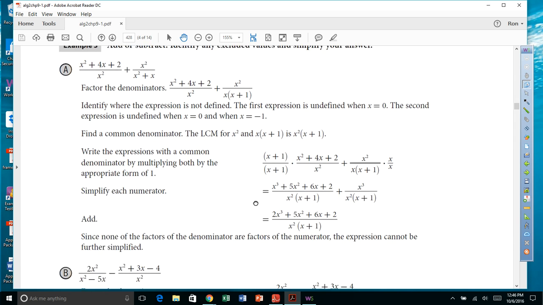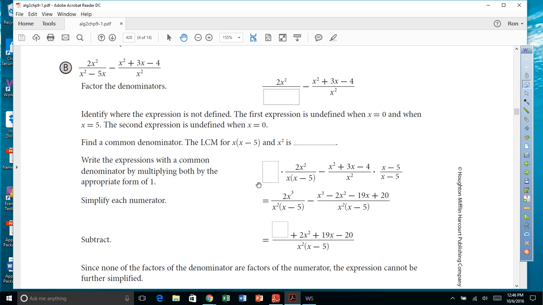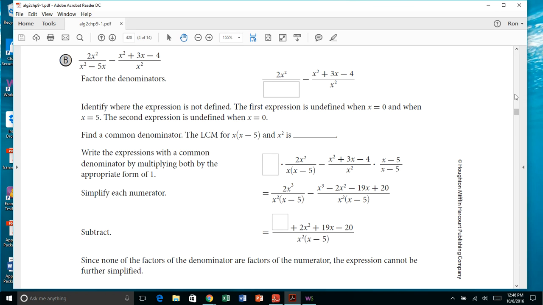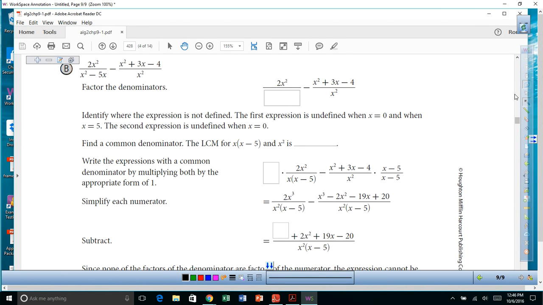Adding and subtracting. Well, I'll let you read all that. When you come back, we'll start on B. You have 2x squared over x squared minus 5x minus x squared plus 3x minus 4 over x squared. So it says first factor the denominators. So you got x squared minus 5x. You can take an x out of that, and that gives you x times x minus 5. And over here, all you got is x squared.